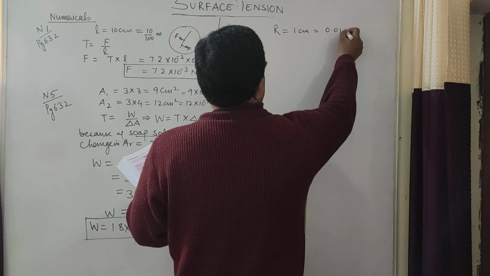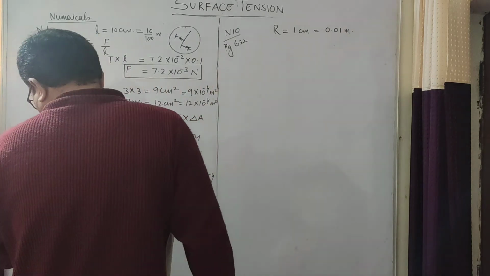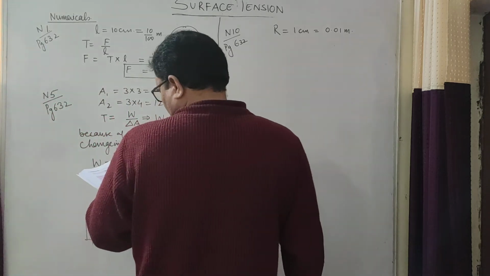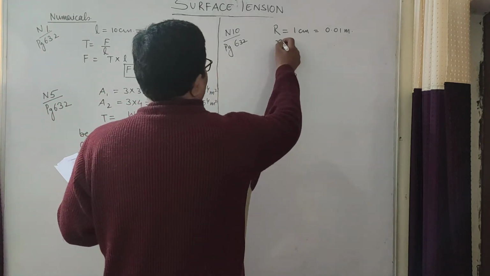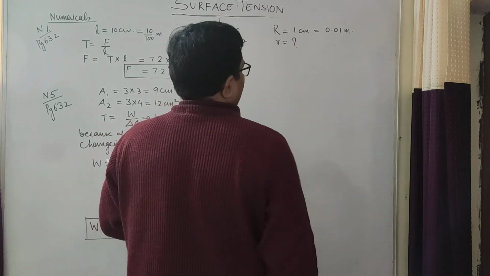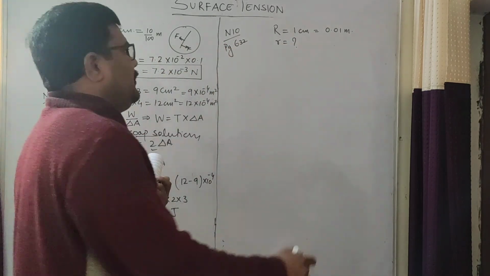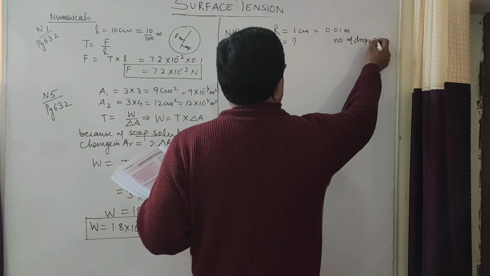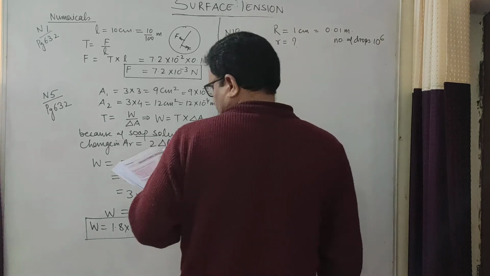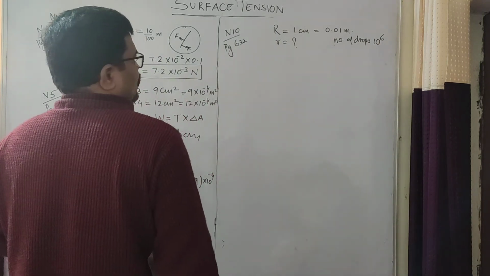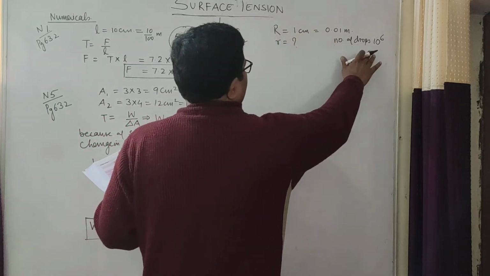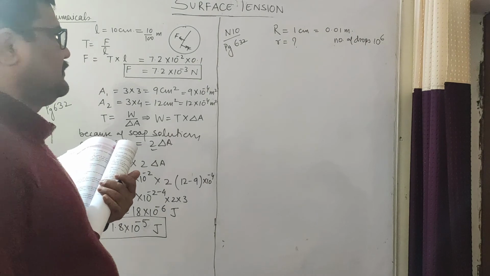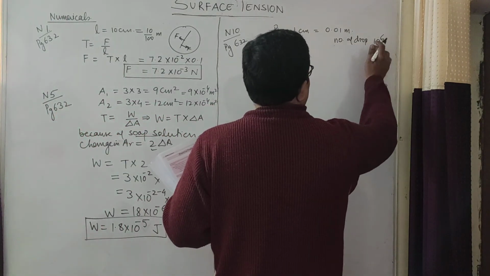is converted into 10 to the power 6 small droplets of the same size. So small r is not known, but you all know the number of drops is 10 to the power 6 droplets. It's not drop, it's droplet. A big drop is converting into 10 to the power 6 droplets of equal size. These are the number of droplets.